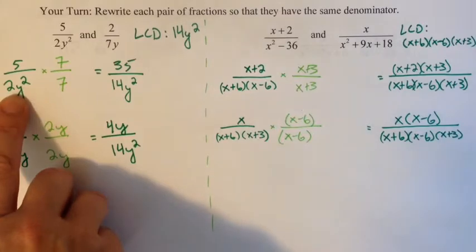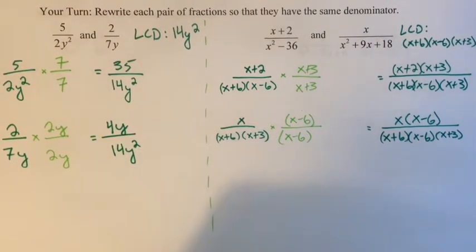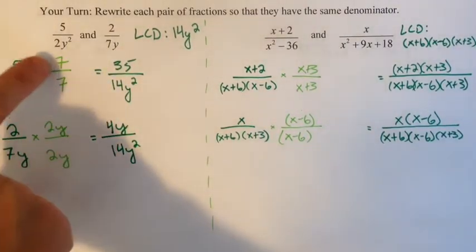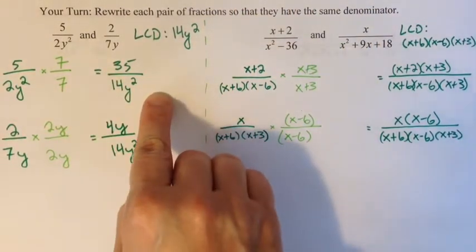Now I think, what do I have to multiply 2y squared by to get 14y squared? The answer is 7, so I have to do the same to the top. 5 times 7 is 35. 2y squared times 7 is 14y squared.